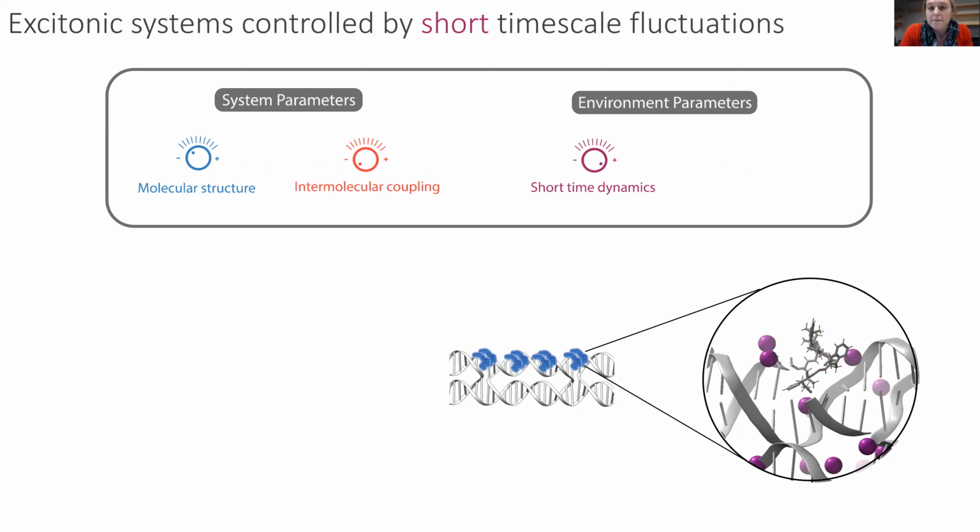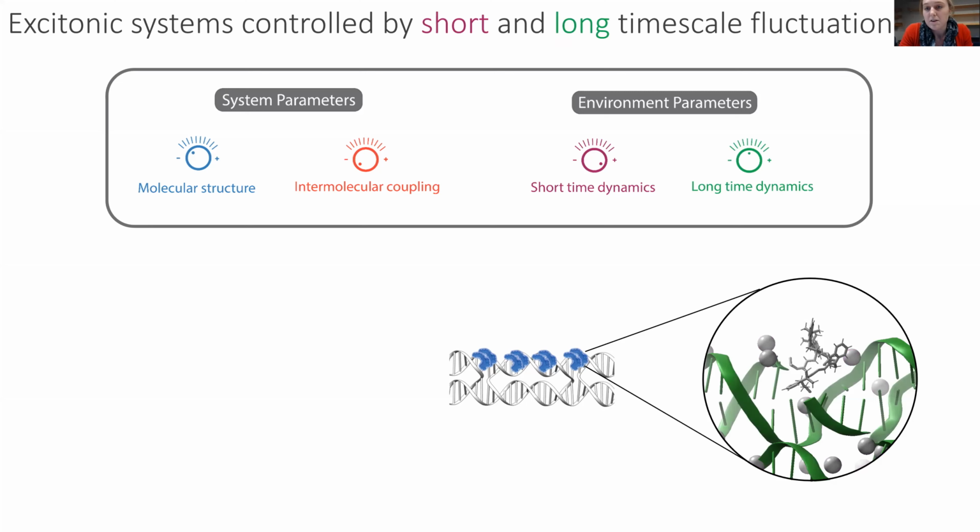And in terms of environmental parameters, we typically think about these in terms of fluctuations. Short timescale fluctuations, which determine the short timescale dynamics, are typically driven by solvent interactions and occur on the femtosecond to picosecond timescale. Long timescale fluctuations are typically determined by the structural scaffold environment, either the protein or, in our case, the DNA. These control dynamics on the nanosecond to millisecond timescales.